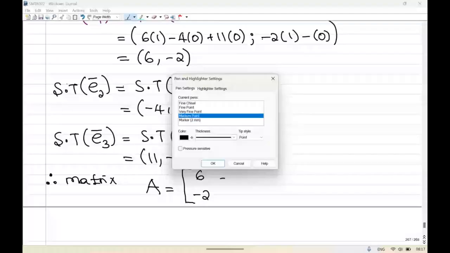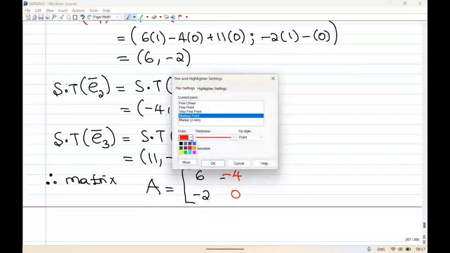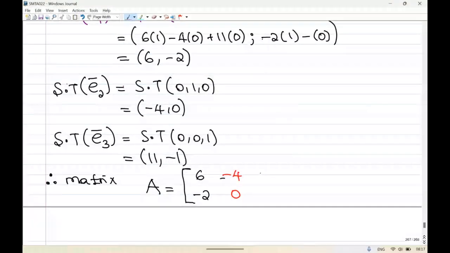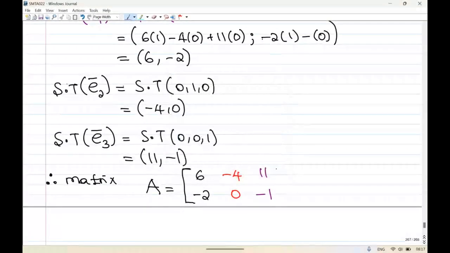Do you understand? Then number 2, you take that one of E2. That's why you are going to have this minus 4 and then 0. And then the last one is going to be what? Is going to be 11 and minus 1. Is it fine, colleagues? Do you all understand, colleagues? Yes.